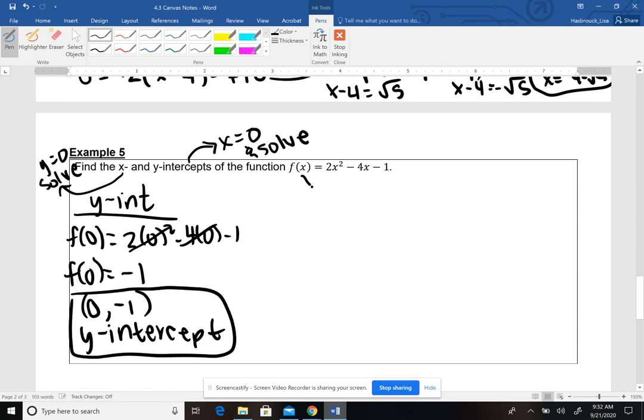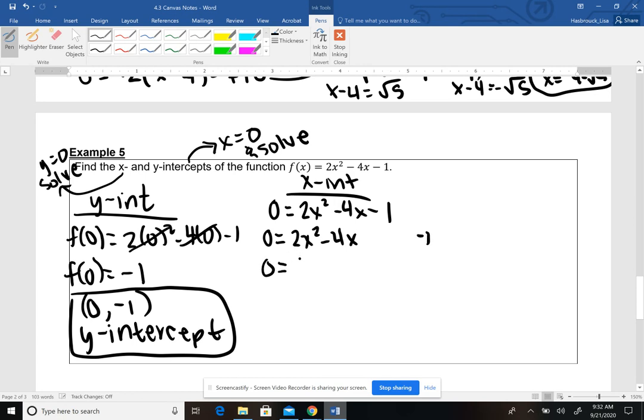Now for x-intercepts, we need to make y 0 and solve. So 0 equals 2x squared minus 4x minus 1. This is not factorable. Let's go ahead and complete the square. It'll be good practice. 0 equals, I split it up, 2x squared minus 4x. Move the minus 1 over. I am going to factor out that 2, so I get 2 times (x squared minus 2x). Minus 1 remains the same.